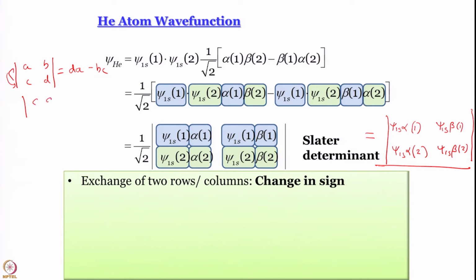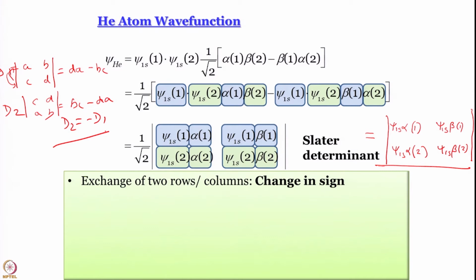You write CD in the first row, AB in the second row. What do you get? BC minus, since I have written dA there, I will write dA. Do you see what happened? If you call this D1 and you call this D2, then obviously D2 is equal to minus D1.